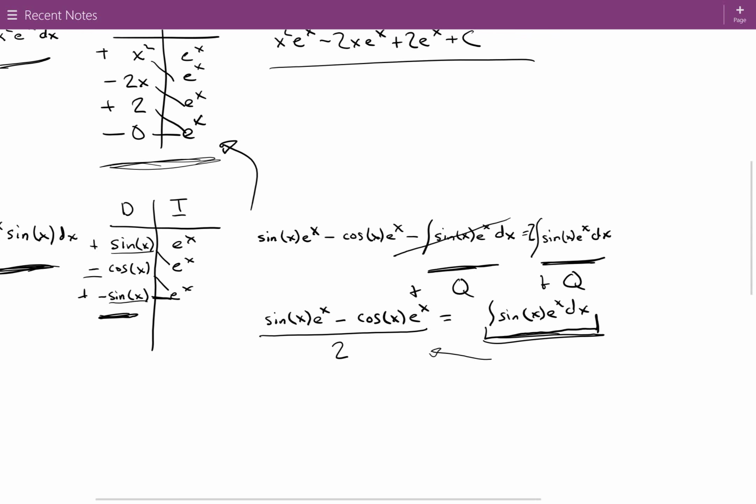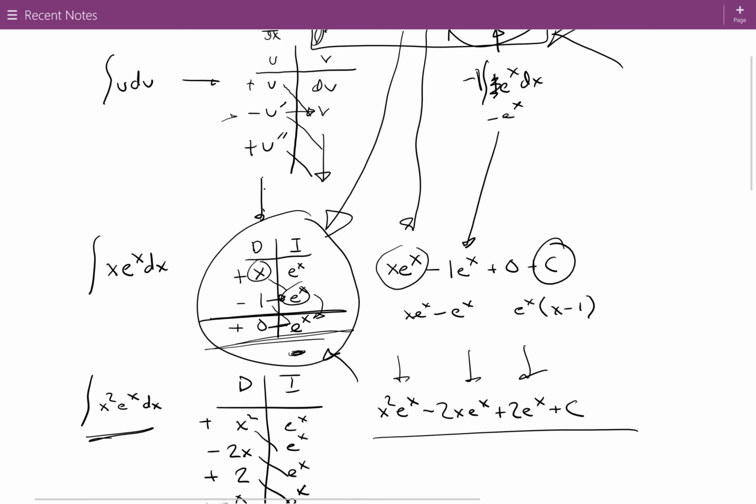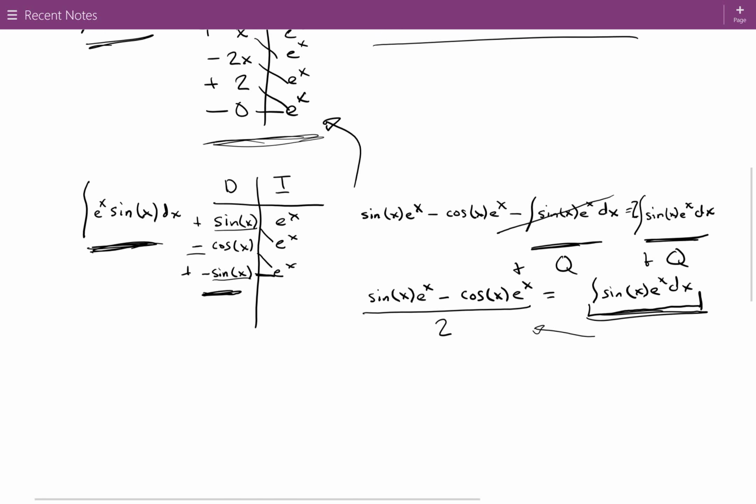Now, of course, this one was a little bit longer than the ones up here, but, of course, doing it with the formula would be a lot longer.